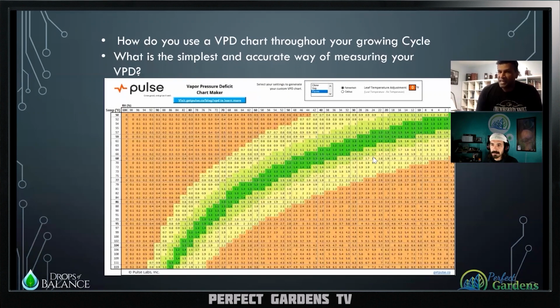But the important thing is whenever you add things like CO2, increase your light intensity, or increase temperatures, most likely you'll also have to increase your nutrients and you'll have to increase your water.